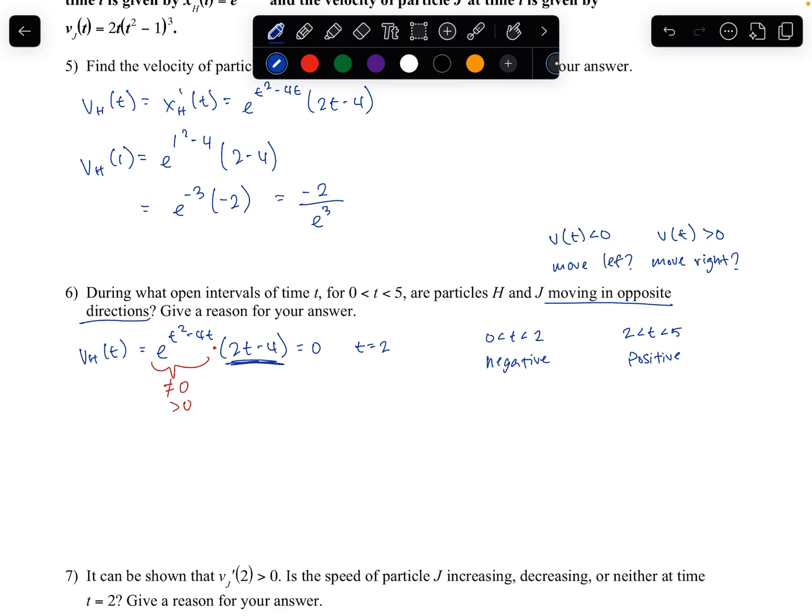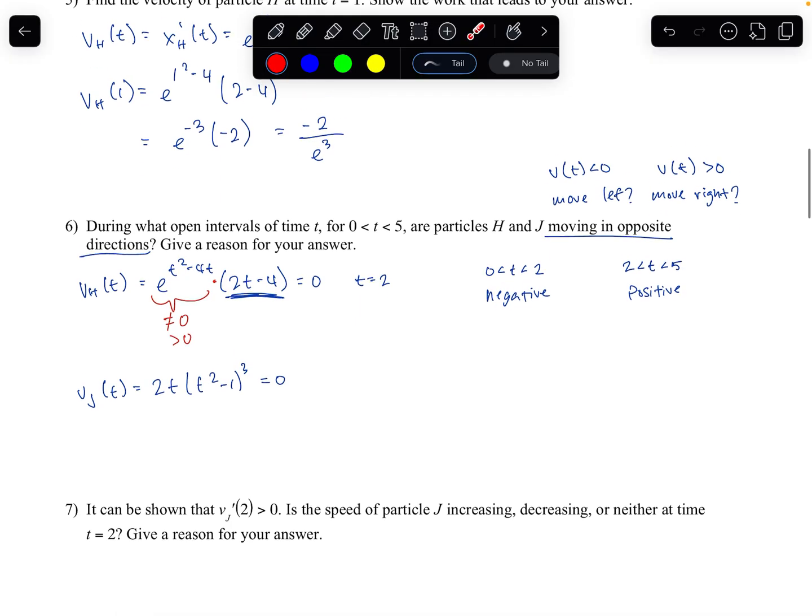So now we just need to think about the velocity of j. And the velocity of j is given in the problem as 2t times (t squared minus 1) to the third. And again, we're going to set it equal to 0. That kind of helps us determine where we can split up our interval. Well, this will equal 0 when t equals 0. Not too helpful for us because that's the start of our interval. But it will also equal 0 when t is equal to 1. When t is equal to 1, this is 1 minus 1. So we know where it's being split. So we have from 0 to 1, and we have from 1 to 5.